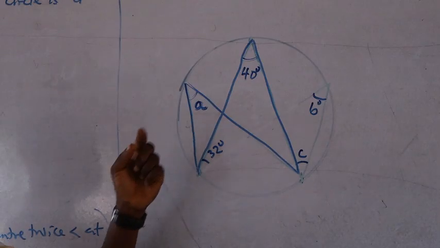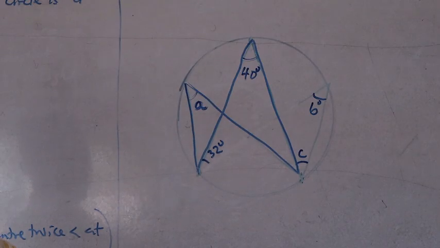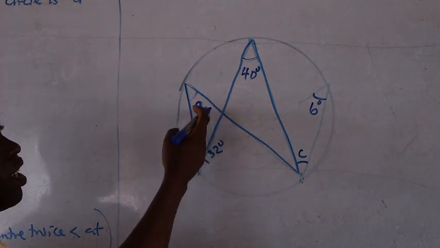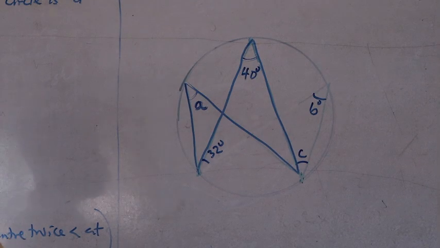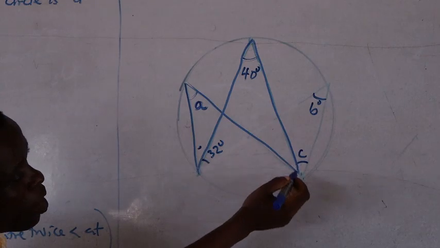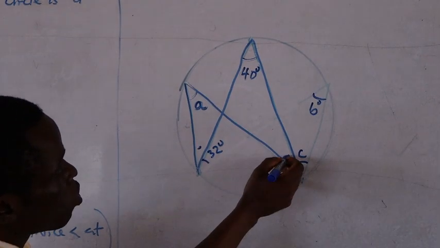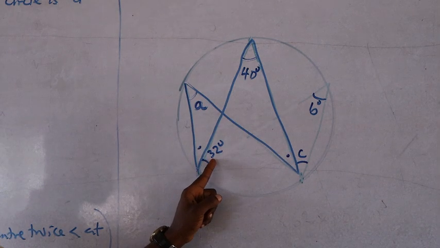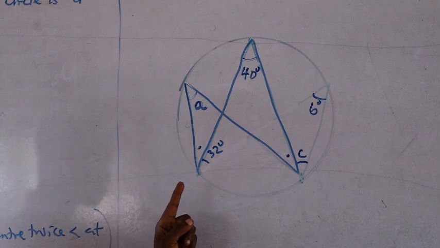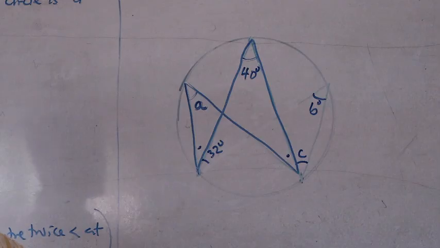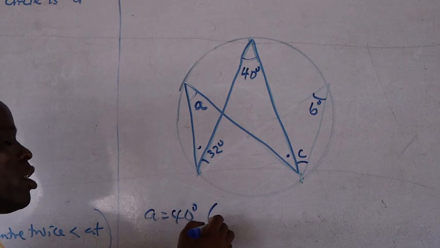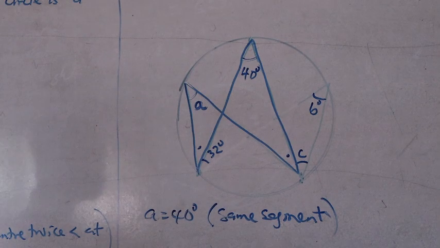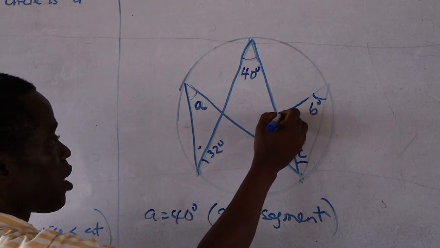Now, what is the size of that A? It's 40 degrees, same segment. There's nothing like saying A is equal to C, no. But this angle here is equal to this angle. In fact, I need to draw the diagram back to have this equal to C. Now A is equal to 40 degrees, and the reason is same segment.